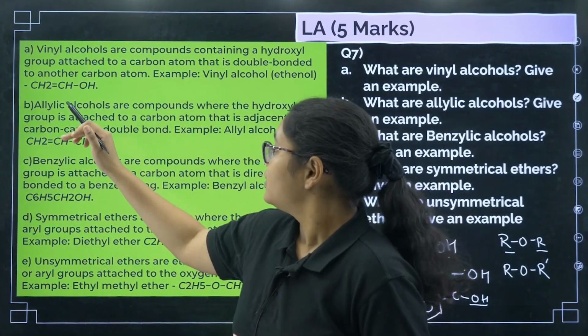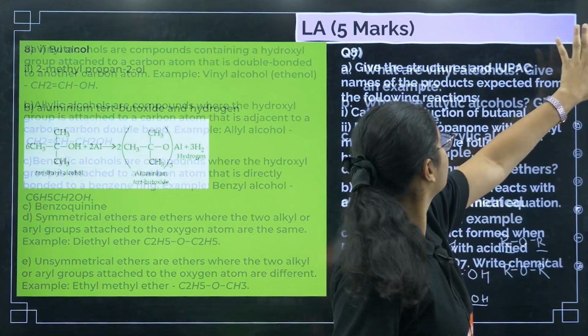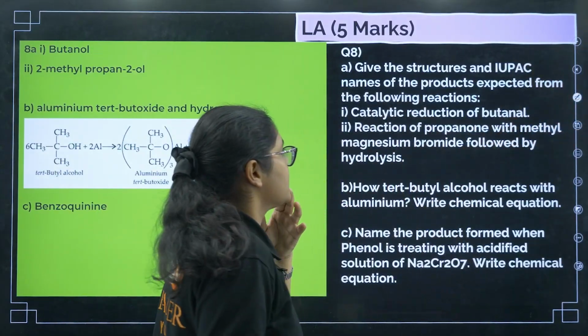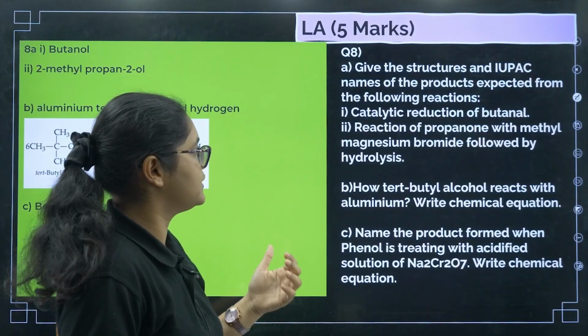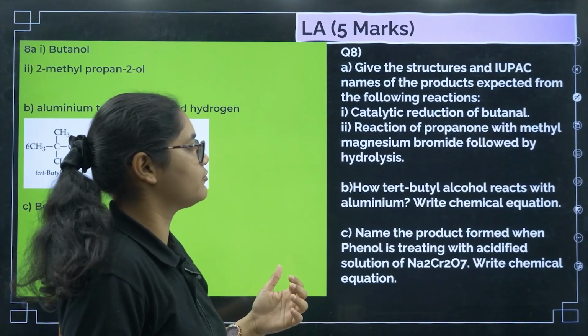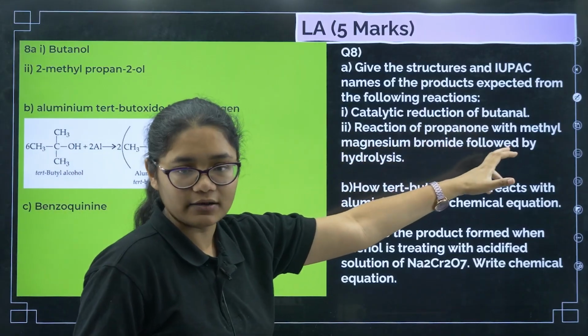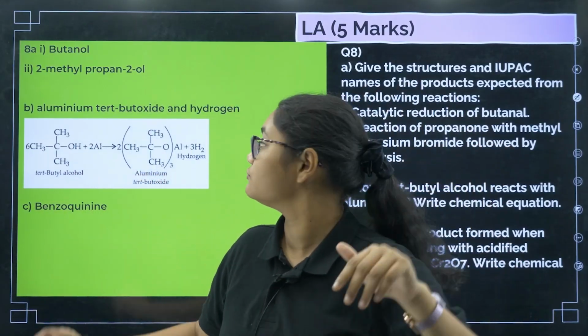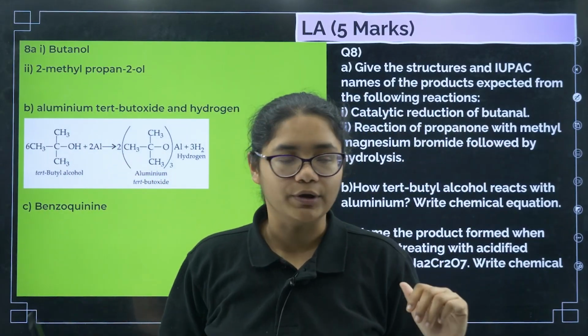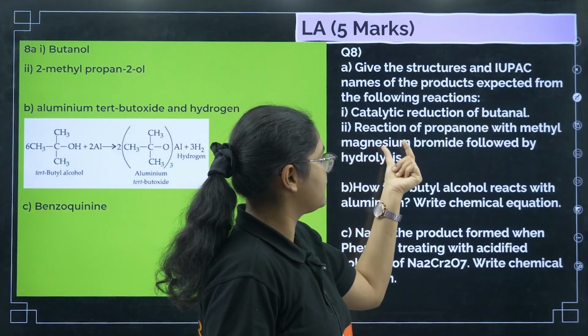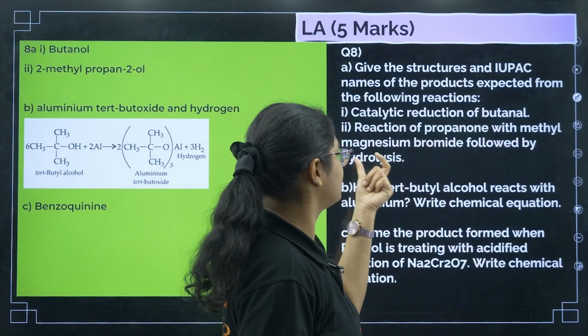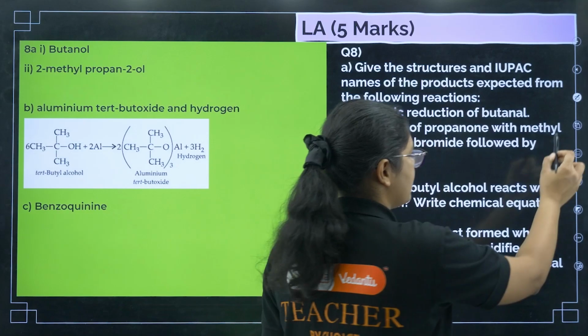Okay. Next question, number 8. Give the structure and IUPAC name of the products expected from the following reactions. You have catalytic reduction of butanal. So butanal, when it is reduced, you will get butanol. Next you have reaction of propanal with methyl magnesium bromide followed by hydrolysis.